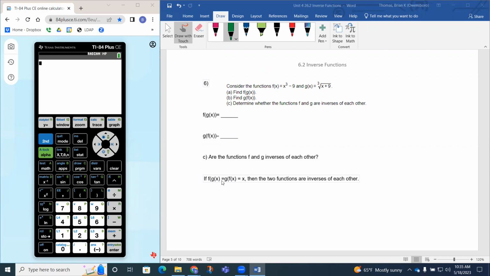As I said earlier, if these two composite functions are equal to each other, and basically they're equal to x, then the two functions are what we call inverses of each other. So again, inverse functions, remember, they basically undo what the original function has done. If I look at f of x, notice how we have x cubed minus 9. So the first thing we're doing is we're cubing, and then you're subtracting 9.